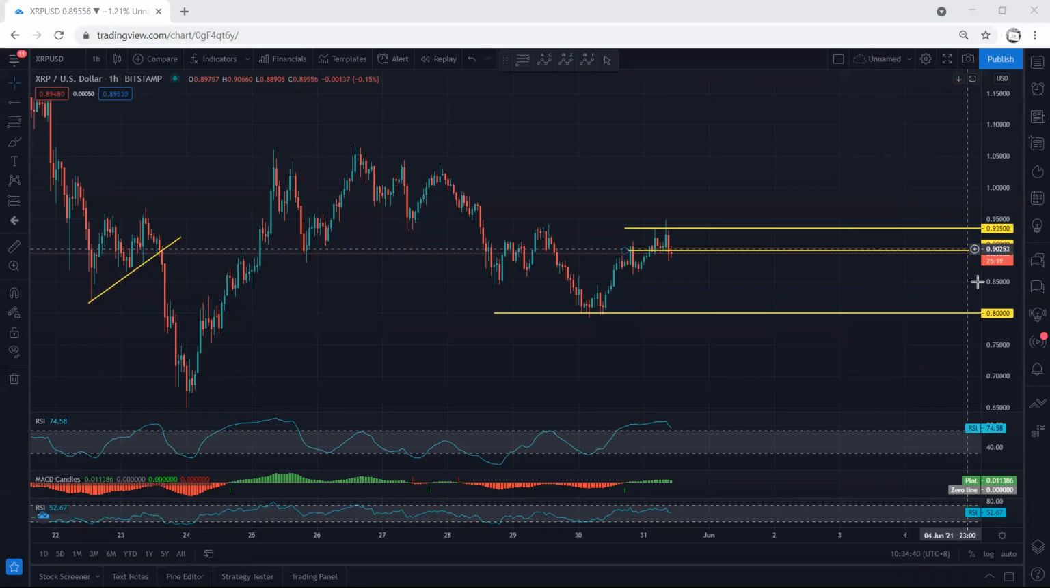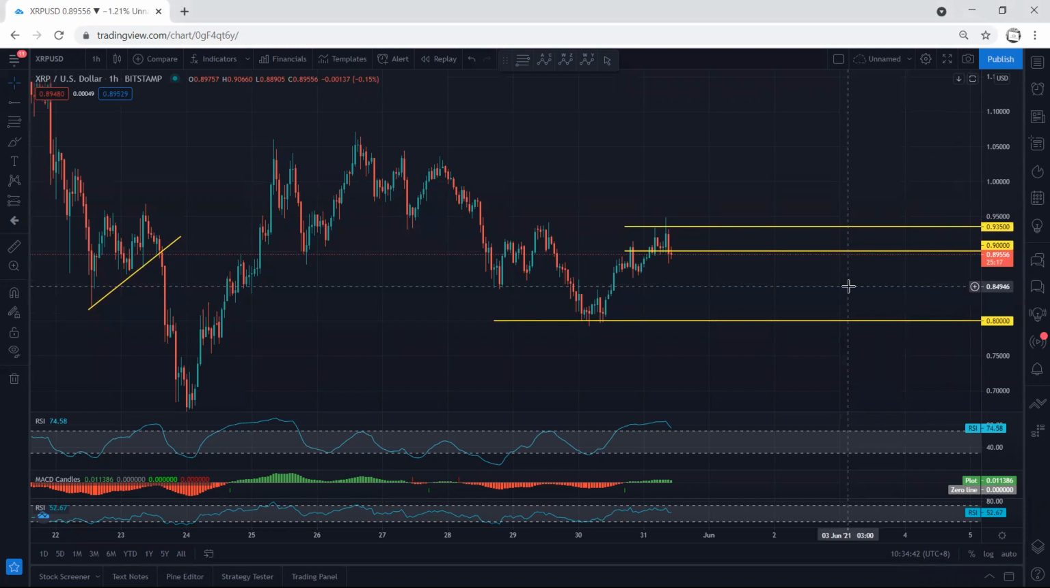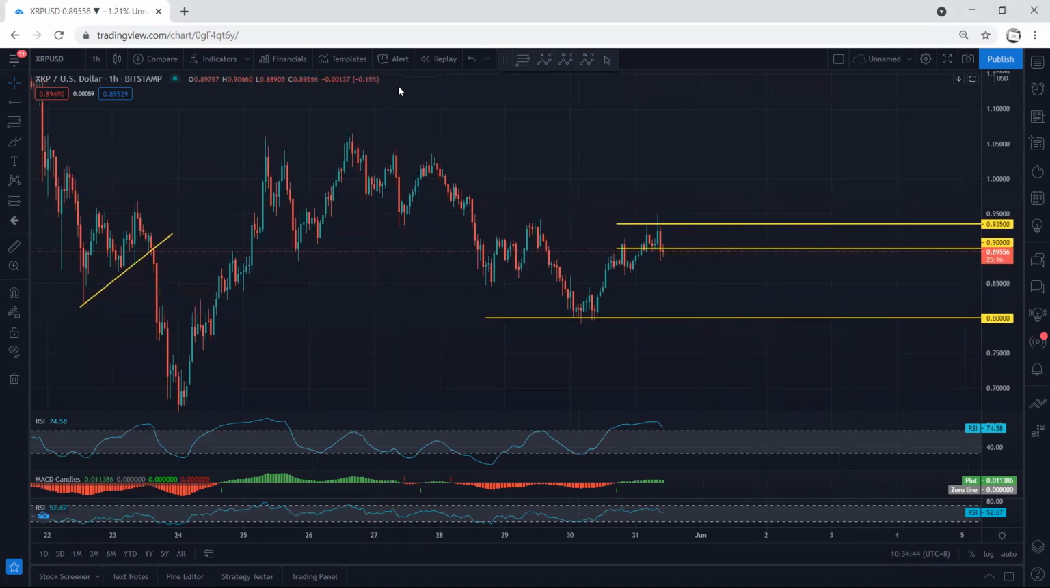XRP, we start with the 1 hour chart. If we refer to our analysis, we have been looking for a buy since the price was within this move, and we put our target at 0.9, followed by 0.935. As we can see, the price exactly takes 0.935, and now we want to see what's next, okay? Whether we should look for continuation or not.